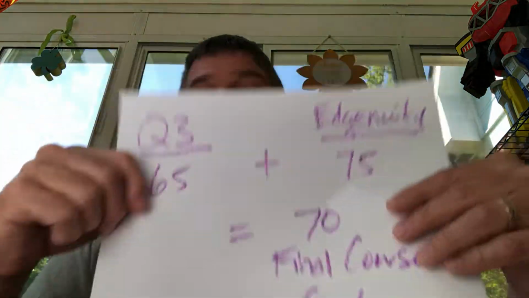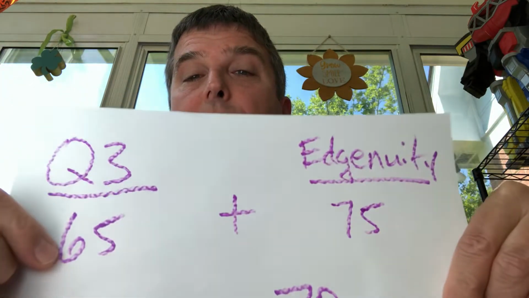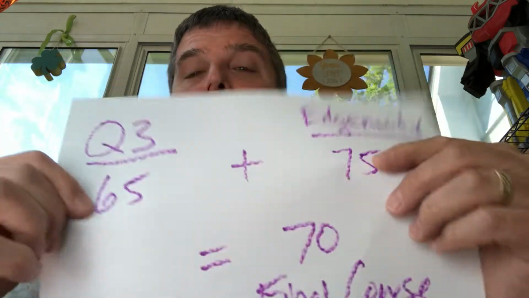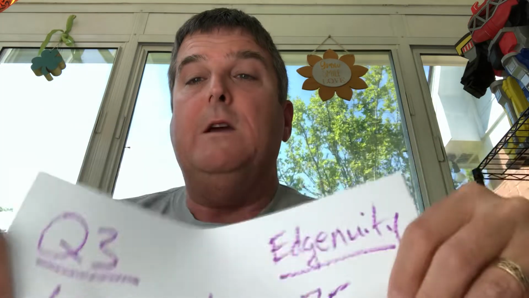If your Q3 grade currently is failing, then you definitely want to shoot to complete as much of that Edgenuity as you can. You have to complete enough Edgenuity that when averaged in you get to a passing grade. So in other words, let's look at this example. You have a 65 for Q3 final grade. You have to complete at least 75% to get that average to a 70, okay? All right? So I have identified some students who are in that situation.